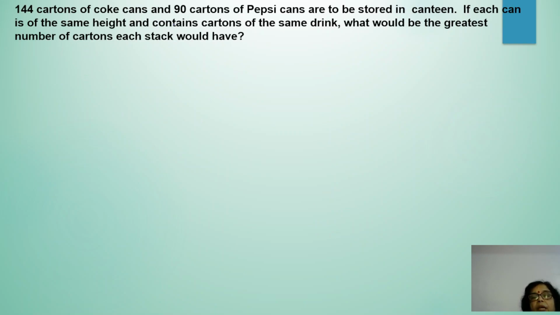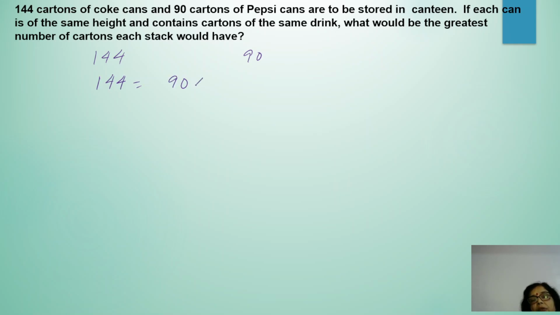140 cartons of Coke cans and 90 cartons of Pepsi cans are to be stored in a canteen. If each stack is of the same height and contains cartons of the same drink, what would be the greatest number of cartons each stack would have? Greatest number of cartons each stack would have. Again, you are stacking 144 cartons and 90 cartons. One Coke is 144 cartons and Pepsi is 90 cartons. So you have to stack it so that the height of each stack is the same, and it contains the same drinks. So again, we find the HCF of these two numbers.